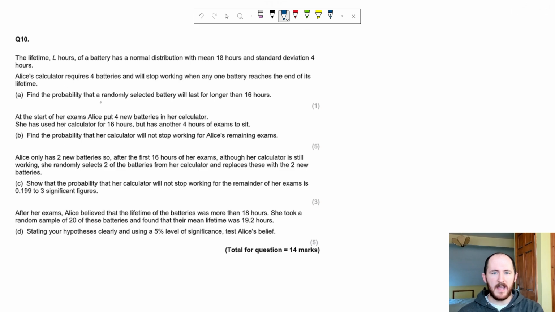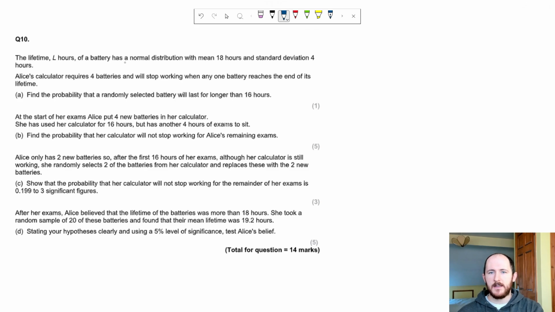Now, part A and part D I don't think are too bad, as long as you know how to do a hypothesis test, and for part A, as long as you know how to do the normal distribution. But part B and C, where you have to use quite a bit of problem-solving techniques. So I'm going to go through that, and we're going to see.